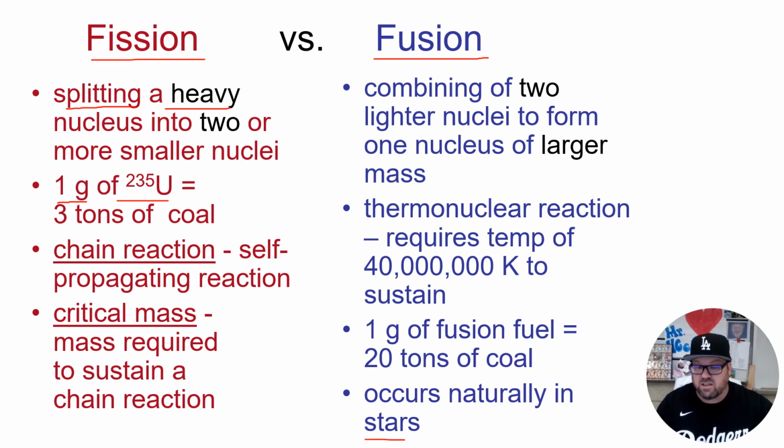And the big thing is this is what occurs in stars. In stars, we take 2 isotopes of hydrogen and we fuse them together to make an isotope of helium, and this releases a tremendous ton of energy, way more than fission. To be clear, nuclear fusion releases way more energy than nuclear fission. Using our coal example, 1 gram of fusion fuel is 20 tons of coal. Remember, 1 gram of fission fuel was 3 tons of coal. So you're essentially looking at 6 to 7 times the energy, okay?